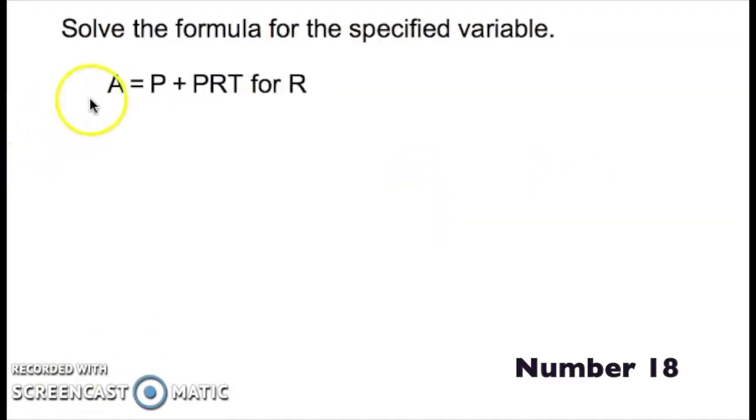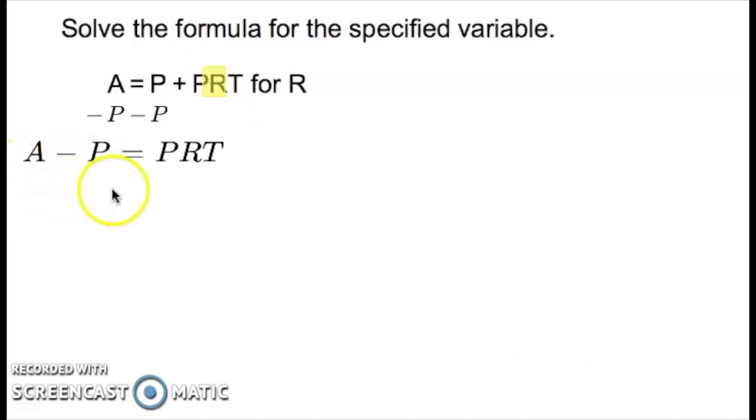We are solving a equals p plus prt for r. So highlight the r, and now we got to move everything away from that. So the first thing we got to do is get this whole term here by itself. So that means we got to move this away from it. To do that, we subtract p from both sides because it's positive and in the front, and these two terms are being added. So we'll have a minus p equals prt.